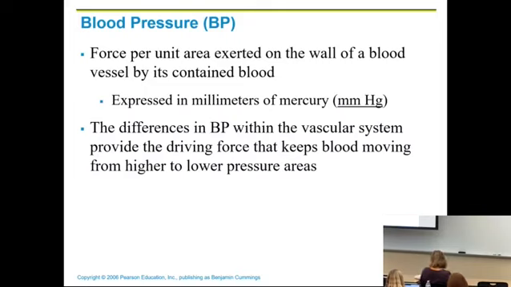So this is the force back behind it. So the units are going to be different. This is in millimeters of mercury. Millimeters of mercury is a weird kind of antiquated thing. We don't use mercury a lot anymore because it's very, very toxic and a carcinogen, etc.